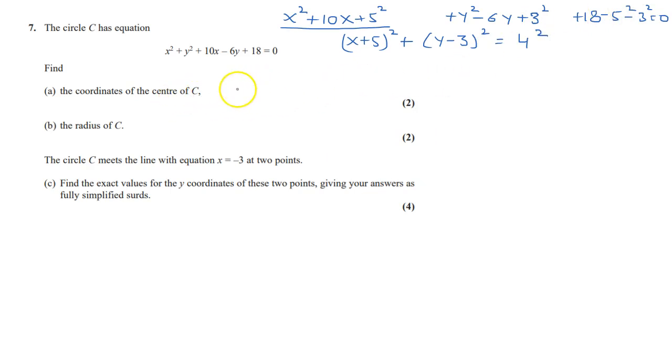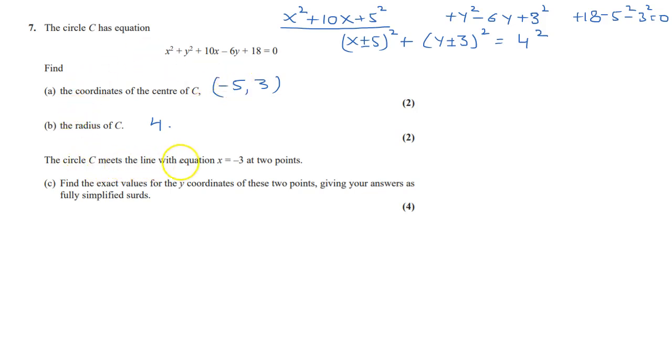So the coordinate of the center is minus 5 and 3, and the radius is 4. Sometimes you write it like this: x plus 5 square plus y minus 3 square is equal to 4 square. So these are the center.